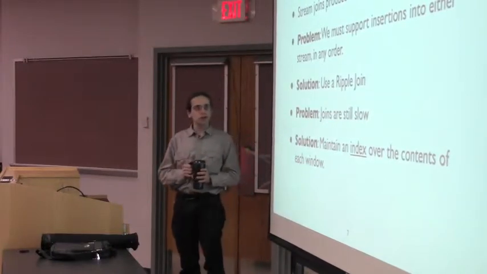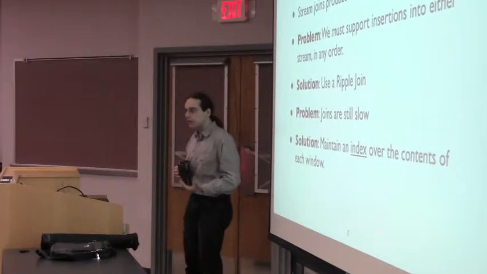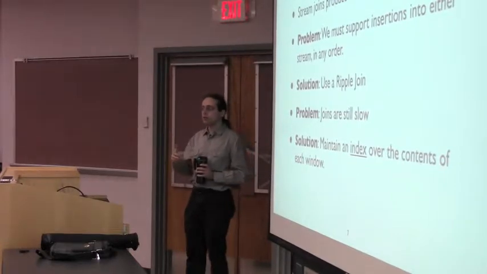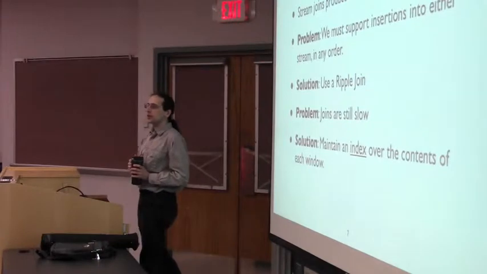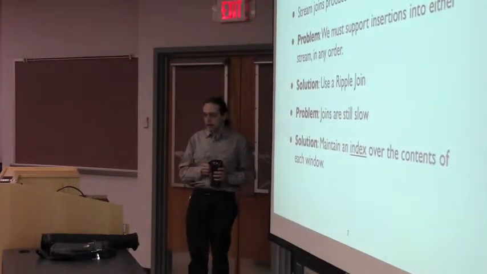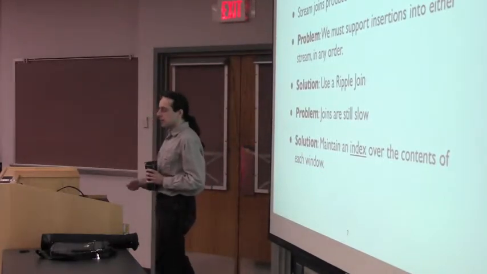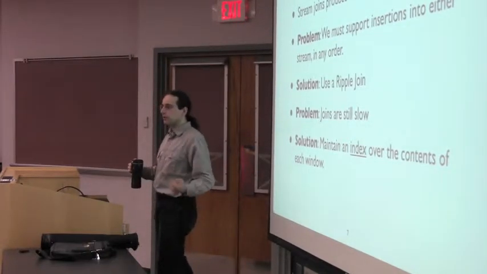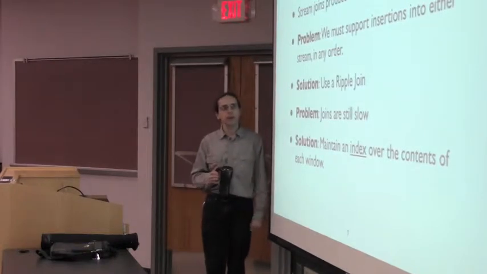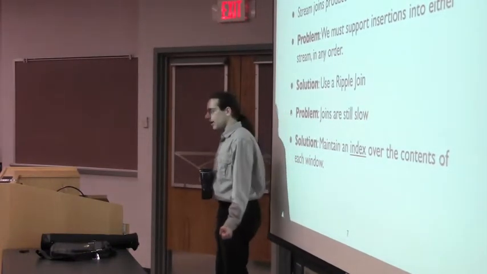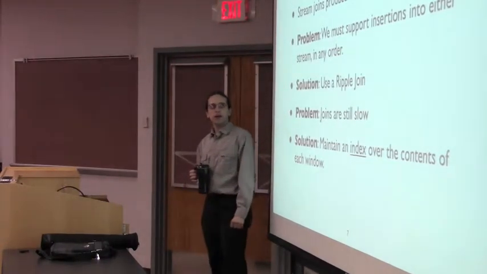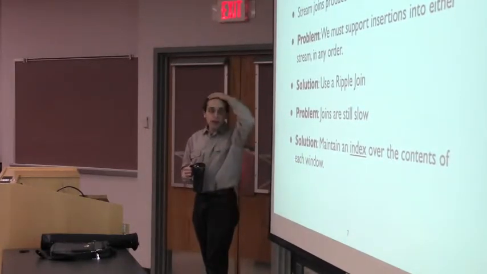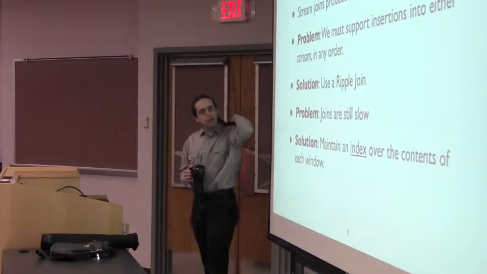Now, the first problem here is that typically the join algorithms that we've talked about so far require you to finish, to complete one stream before you can proceed on to another stream. So a streaming window join needs to be able to support arbitrary insertions into either relation. It needs to be able to handle new data coming from both sides of the join. So we're going to use something that's thematically similar to the ripple join, where we can insert into either stream and basically read from either side.